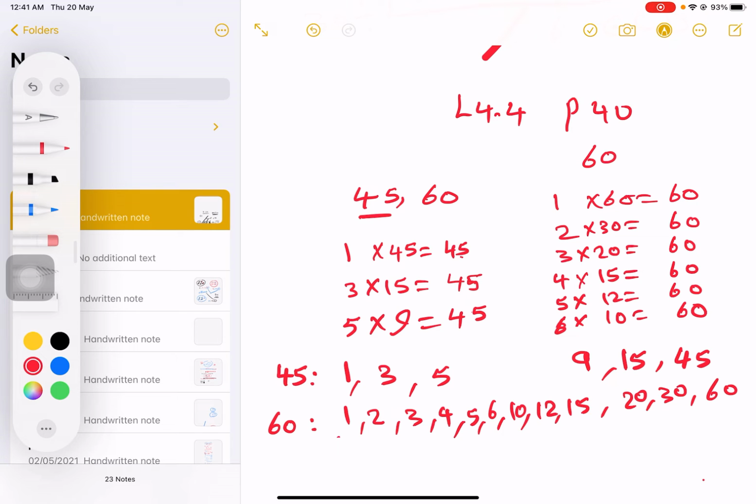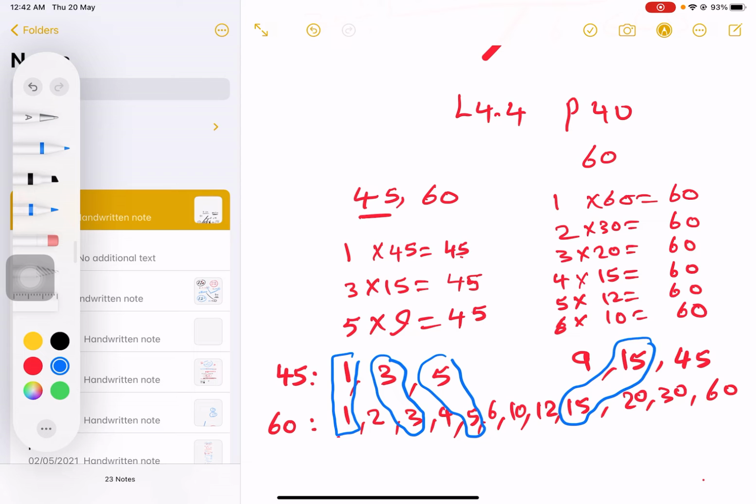Okay, now I will circle the common numbers between them. This is 1. 3 here I have not, but I have 3 like that. 5 I have it here. Now 6 is not above, 10 is not above, 12 is not. 9 I don't have here. 15, I have 15. 20, I don't have 20. So what are the common ones?